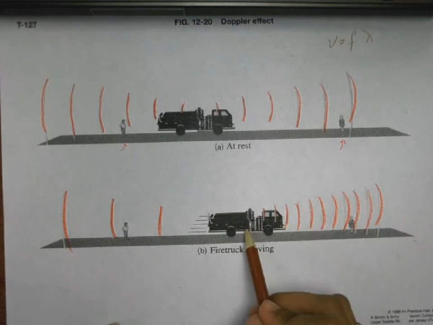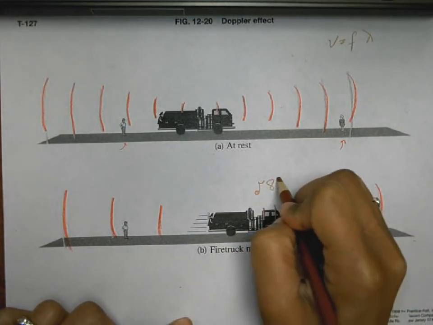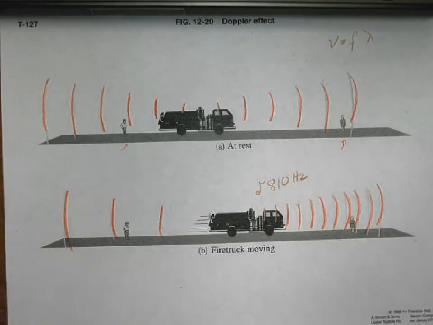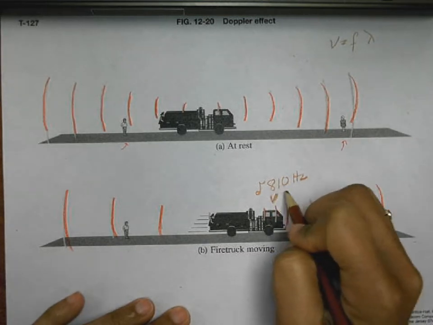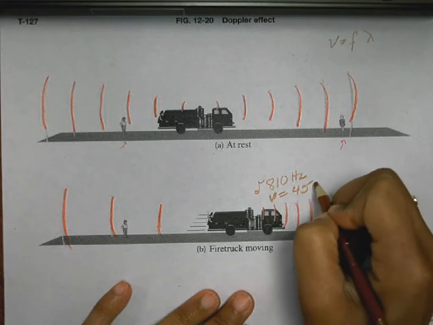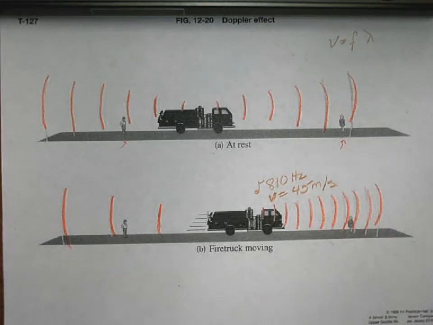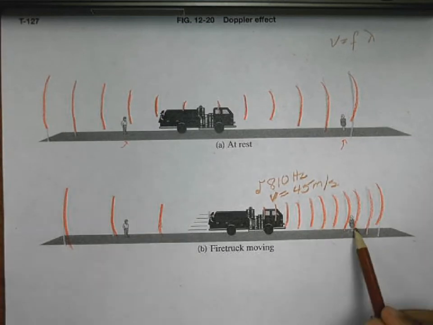Alright, so let's say I have a fire truck here, and the fire truck puts out 810 hertz. That's the frequency that's coming off the fire truck. And let's say the velocity of the fire truck is 45 meters per second. Okay? She's still and he's still. So let's figure out what she's hearing.